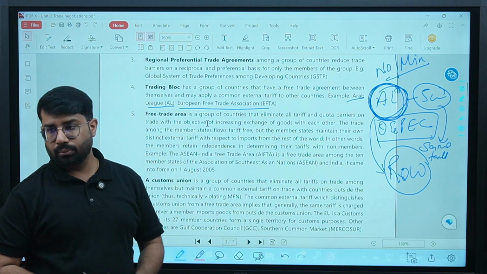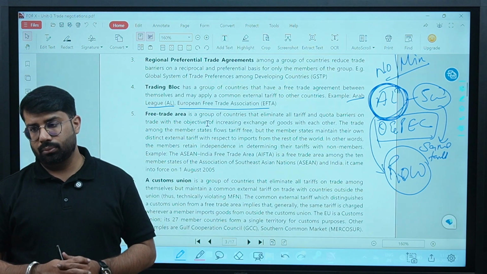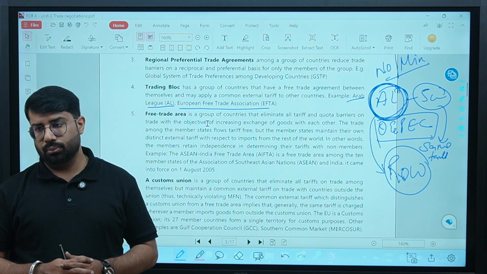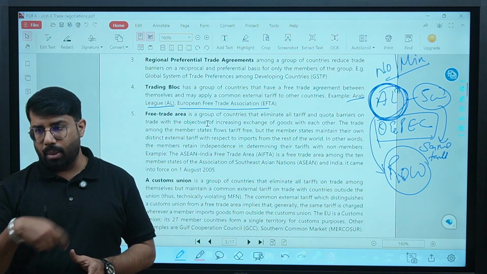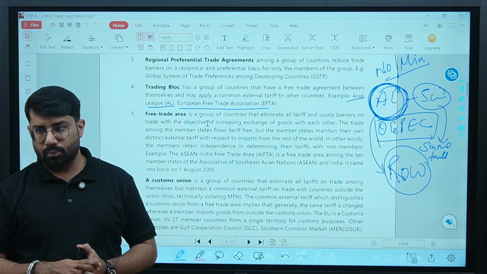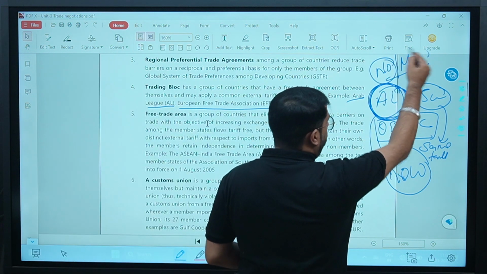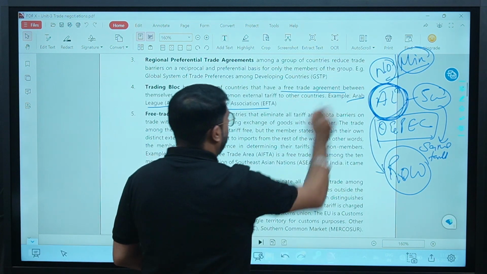This is a group of countries, here 5 countries. If one country trades with another among the members, then there will be either no tariff or minimum tariff, because it is a free trade agreement.